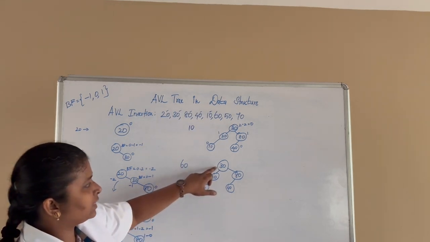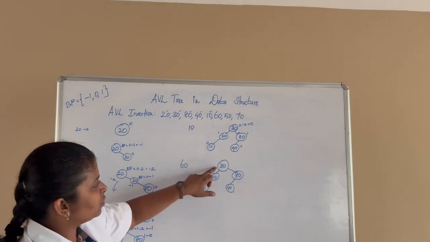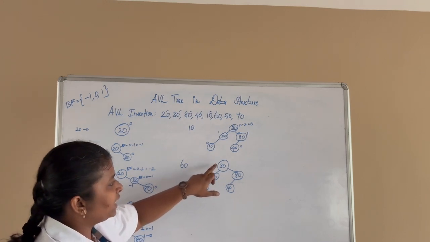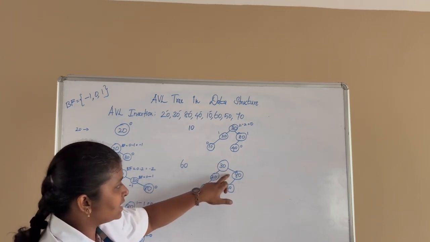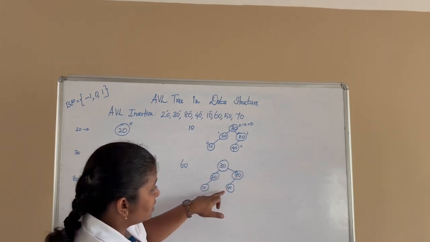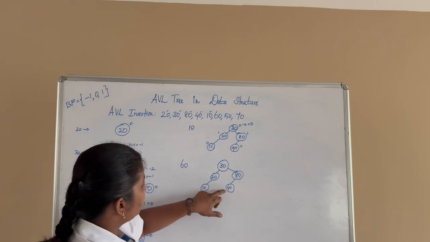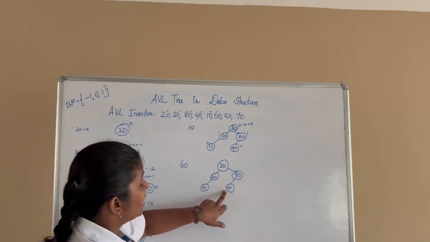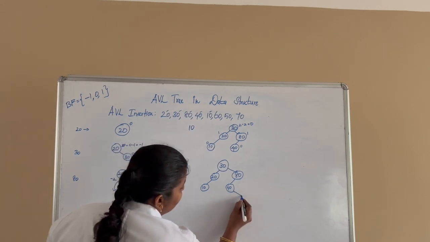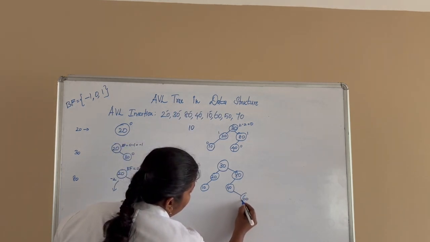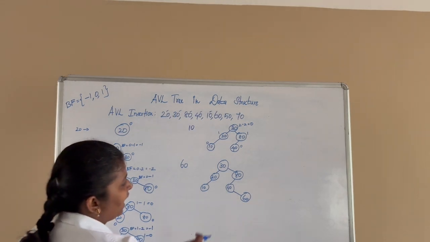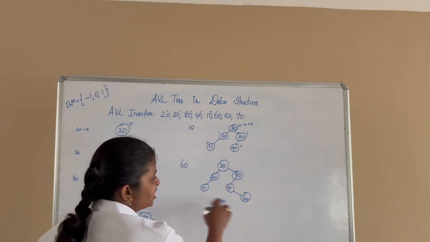First we have to check 60 with the root value 30. 60 is greater than 30, so it takes traversal towards the right subtree. Now this 60 is less than 80, so it takes traversal to the left side. Now we have to check 60 with 40. 60 is greater than 40, so it is placed as a right child of 40. So 60 comes here now. So we have to check the balance factors now.